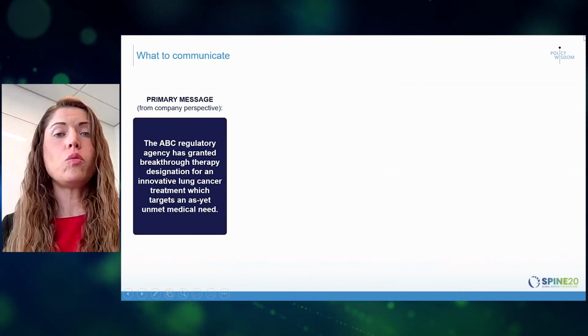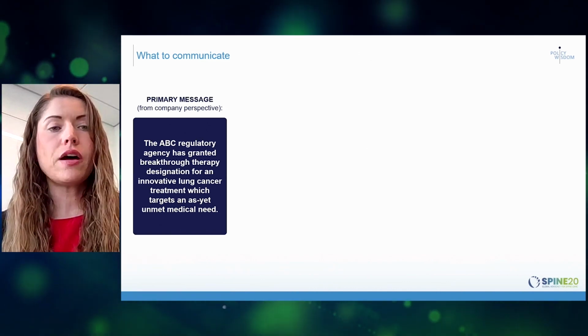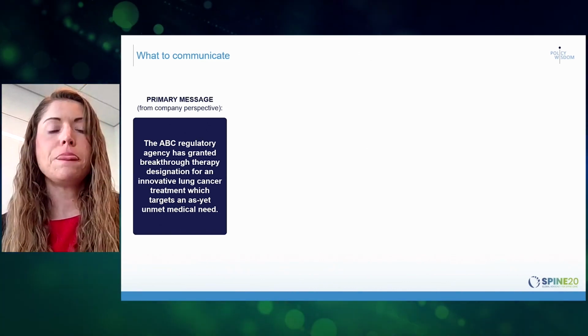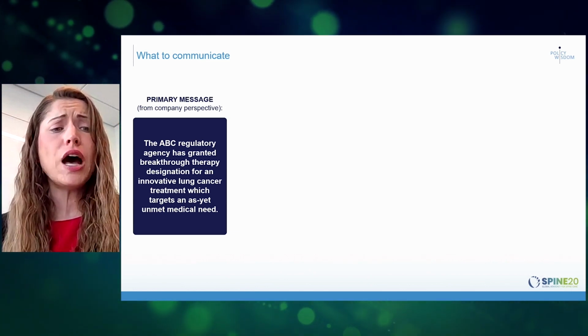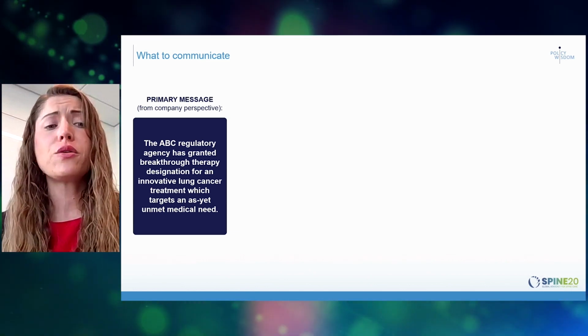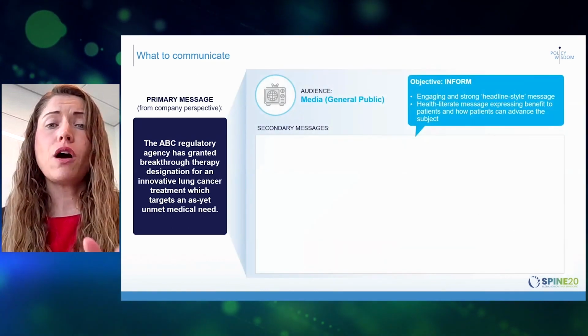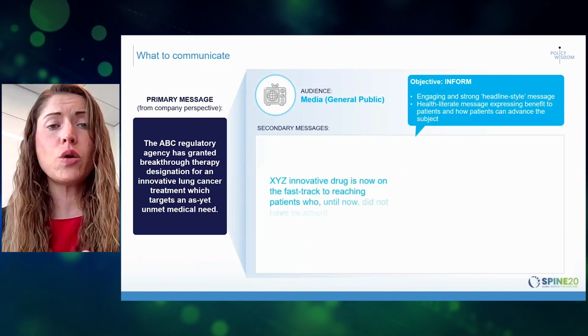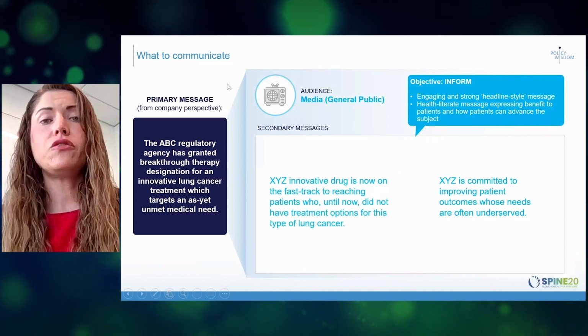Now, in terms of what to communicate to each of these audiences, let's say to start out, the primary message is a government regulatory agency has granted approval for breakthrough therapy designed to help treat lung cancer. So the first audience that I'll focus on is the general public, where the objective is to simply inform them.